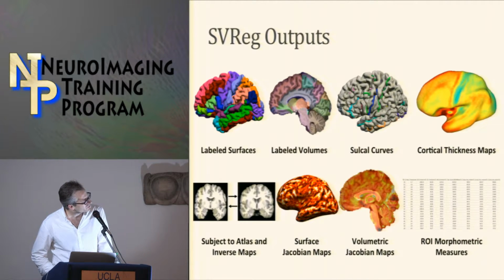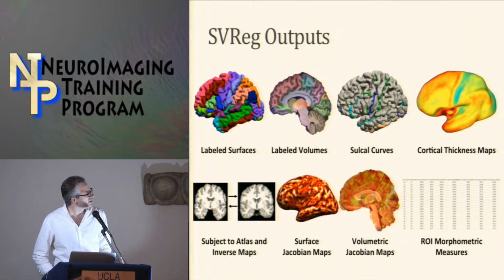And then finally, we also generate tables of outputs in spreadsheet form that you can use to look at things such as the gray matter within each ROI, or the total volume of the ROIs, or the surface area of a particular patch on the brain.